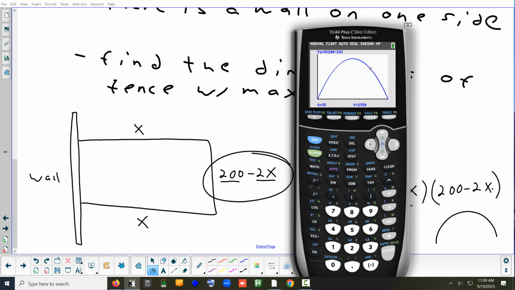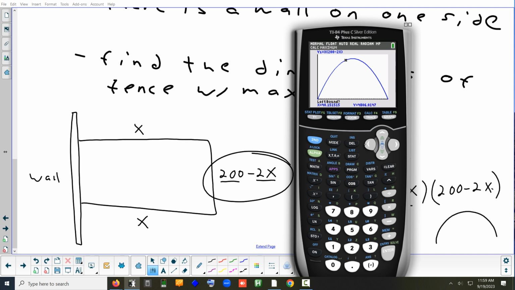So the thing that happens is as you start to make X bigger and bigger, as you make your rectangle longer and skinnier, you start to enclose less and less space. We want to enclose the most space, the maximum space. So we're going to press second calc. And which option do you think I'm going to pick? Maximum.